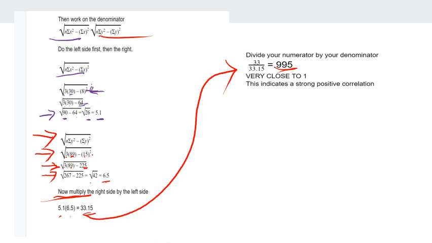Now this is very, very close to 1, wouldn't you say? And it is a positive number, so this would indicate that we have a strong positive correlation. It's almost close to a perfect correlation. Wow, imagine that. You got perfect numbers to work with for this one. So that gives us a strong positive correlation.